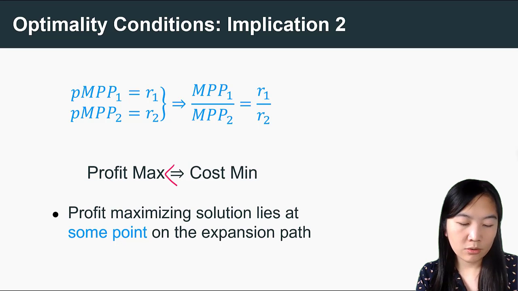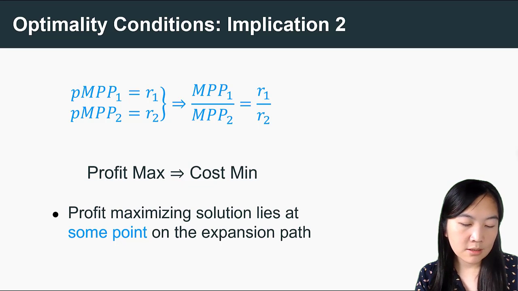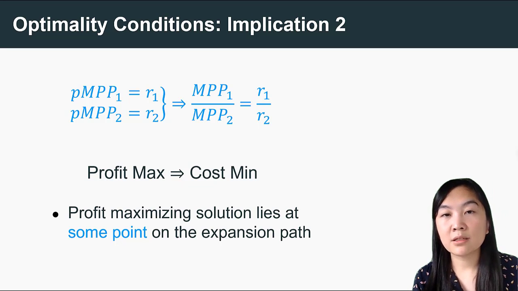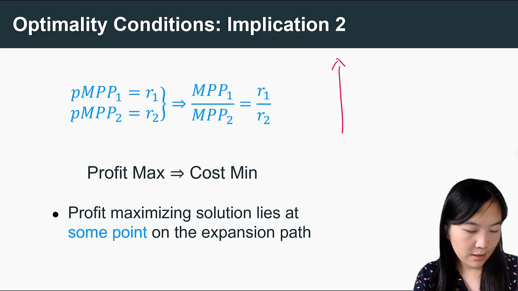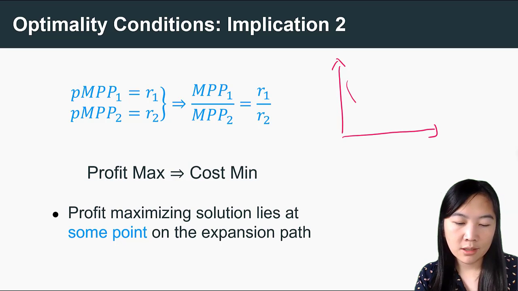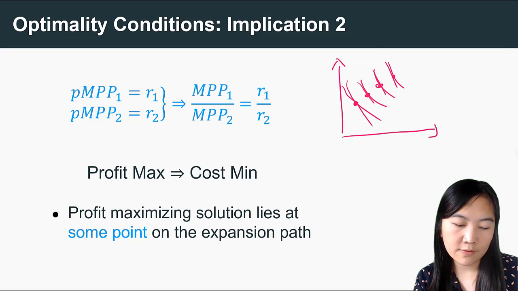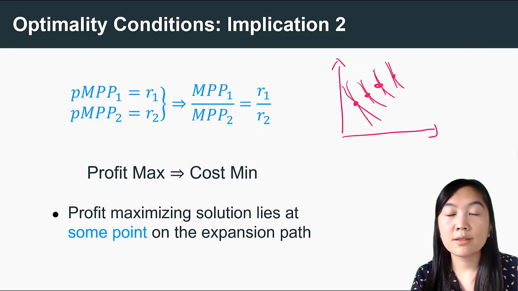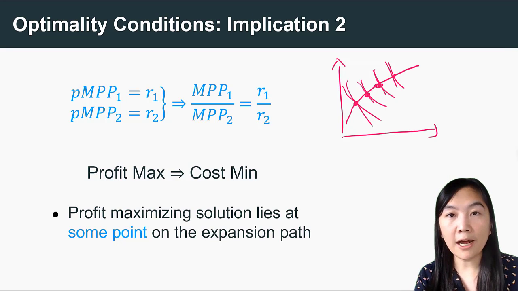This arrow means if you have profit maximization, then you must have cost minimization. However, the arrow doesn't go the other way. That means if you have a cost minimization point, that point doesn't necessarily mean it's a profit maximization point. An explanation here is that we have a bunch of isoquant curves, we have a bunch of isocost lines, and if we connect all those, each of those points is a cost minimization point. And if we connect those points, that's the expansion path.